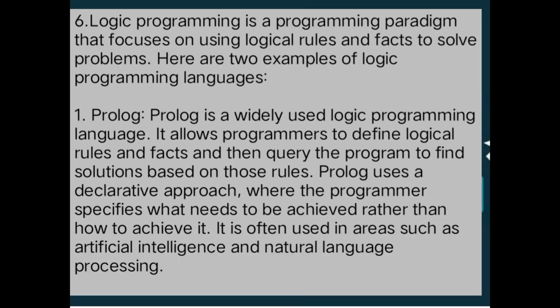Logic programming is a programming paradigm that focuses on using logical rules and facts to solve problems. Here are two examples of logic programming languages. Prolog is a widely used logic programming language. It allows programmers to define logical rules and facts and then query the program to find solutions based on those rules. Prolog uses a declarative approach where the programmer specifies what needs to be achieved rather than how to achieve it. It is often used in areas such as artificial intelligence and natural language processing.